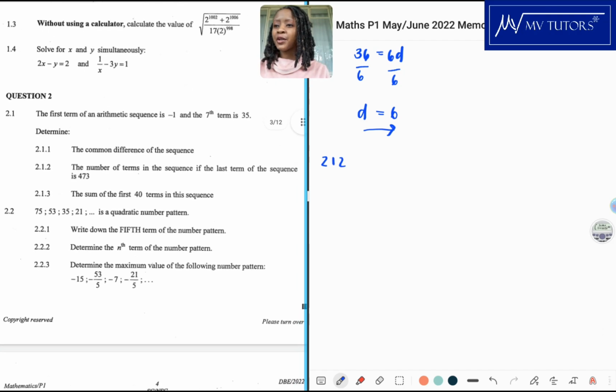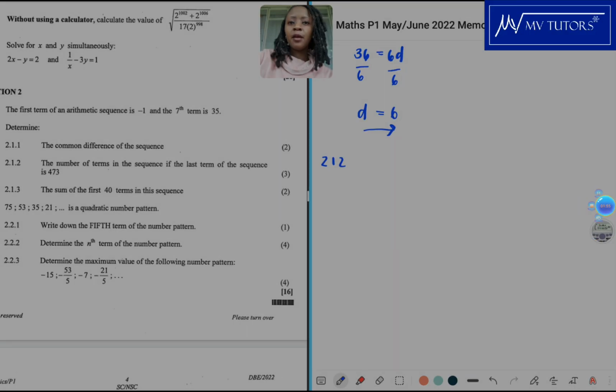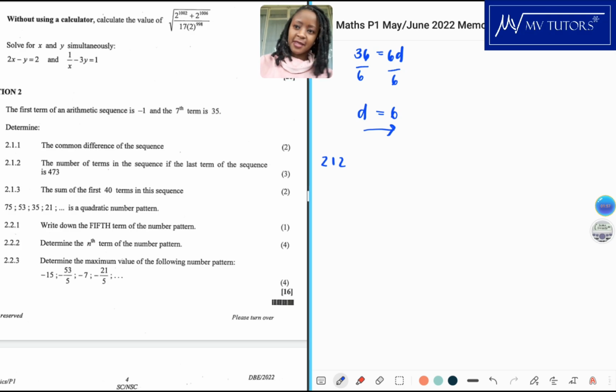The number of terms in the sequence. Okay, so we need to determine the number of terms in the sequence if the last term of the sequence is 473. Okay, so yeah. We will be using our term equation. Okay, a plus n minus 1 d.